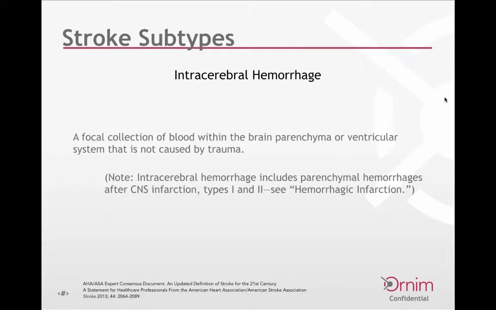Intracerebral hemorrhage is a focal collection of blood within the brain parenchyma or the ventricular system that is not caused by trauma. So again, this includes parenchymal hemorrhage after CNS infarction. And intracerebral hemorrhage typically is the result of the rupture of one of the small perforating blood vessels deep inside the brain. Many of us have referred to this as the 4 Ps, but there are basically 4 different regions of the brain that seem to be particularly prone to intracerebral hemorrhage because of the acute takeoff of small vessels, such as in the lenticular striate territory.